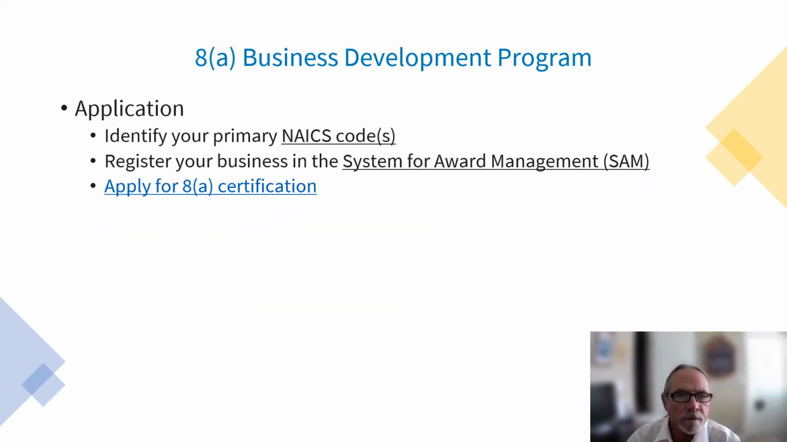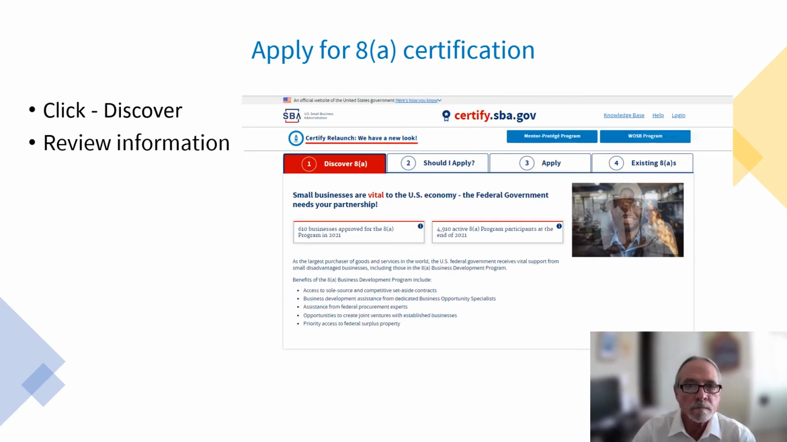The 8A Business Development Program application process will require you to identify your primary NAICS codes and register your business in the System for Award Management, or SAM.gov. Once those items are complete, you can click on the following link to start the application process. To get started, click on Discover, then click on the small I in each block below to get additional information on the requirements for the 8A program.